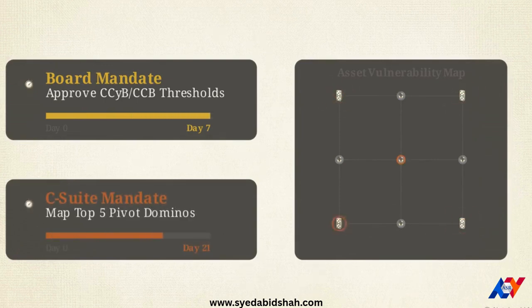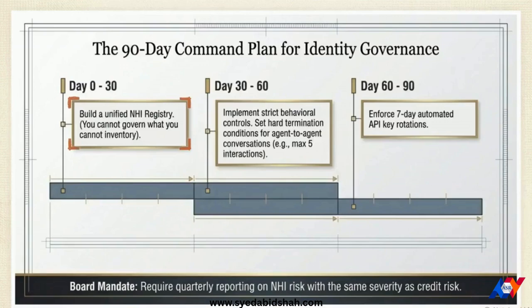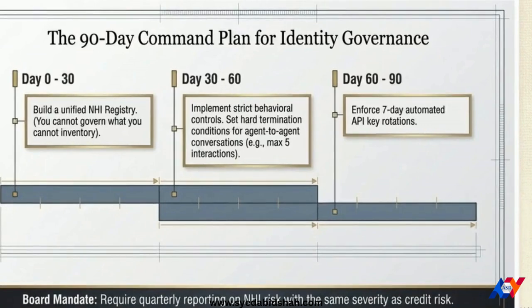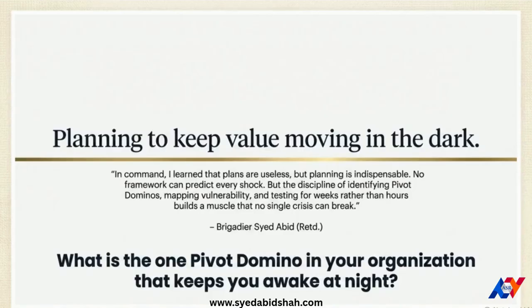top 5 pivot dominoes. This 90-day plan establishes essential identity governance. You must inventory all automated agents, enforce 7-day API key rotations, and prevent unauthorized agent-to-agent interactions. We leave you with one final question. What is the one pivot domino in your organization that keeps you awake at night?